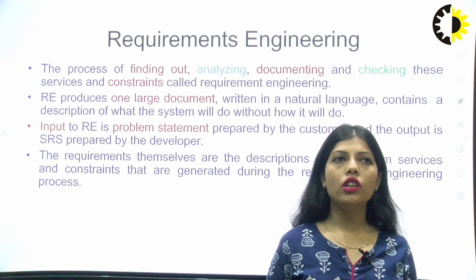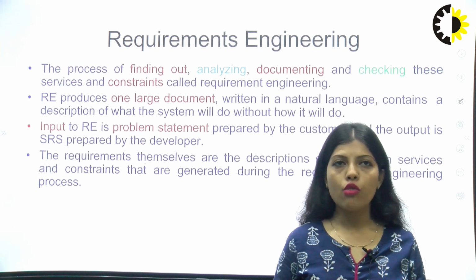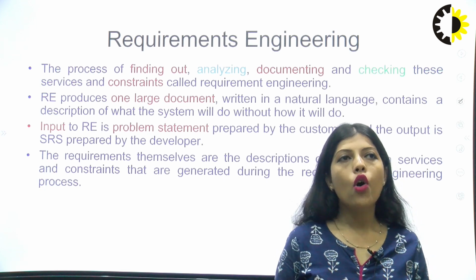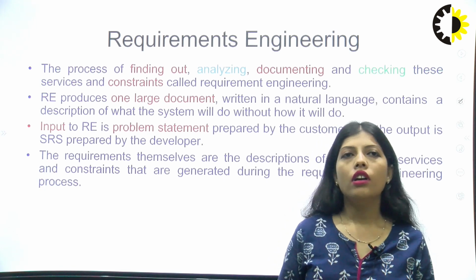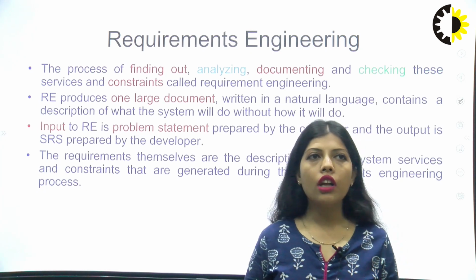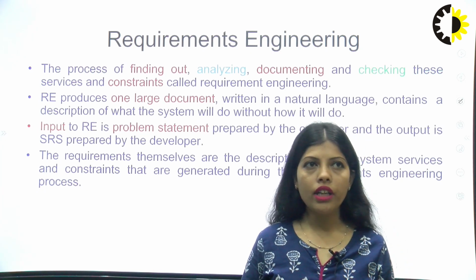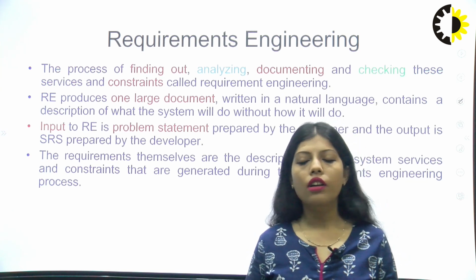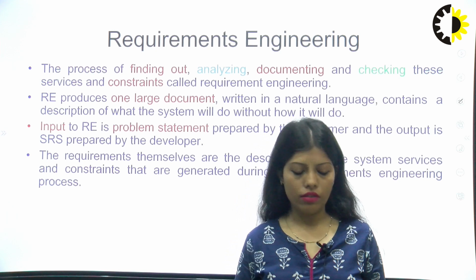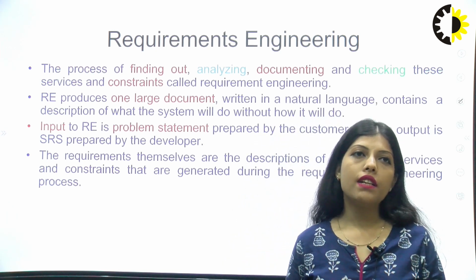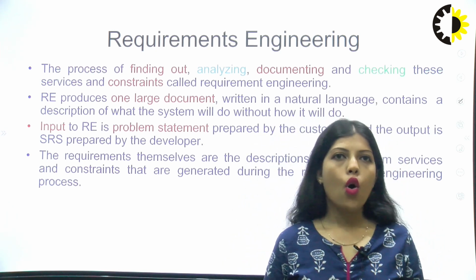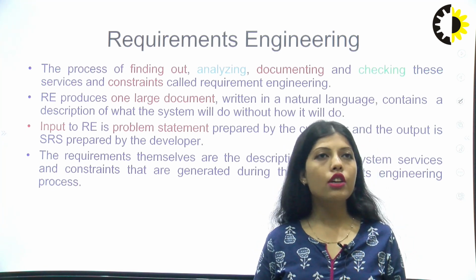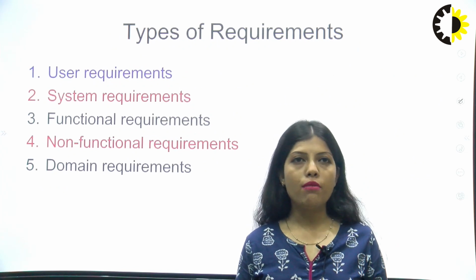Requirement engineering produces one large document which is written in a natural language and contains a description of what the system will do. The input in requirement engineering is the problem statement, and the output is the SRS, software requirement specification, which is prepared by the developer. The requirements themselves are the descriptions of the system services and constraints which are provided to the user. There are 5 types of requirement.